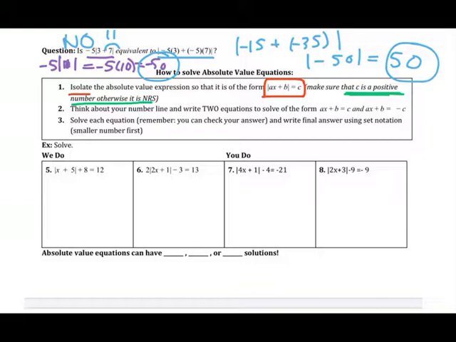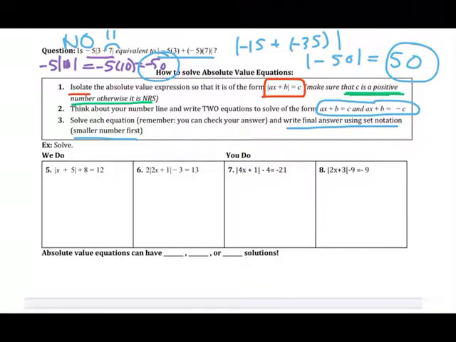And that's going to give you your two equations, right? Your above equation and your below equation. And then third, you're going to solve each equation. Remember that you can check your answers by just plugging them back in. And also remember to write your final answer using set notation with the smaller number before the larger number.